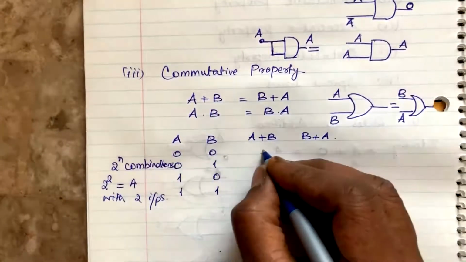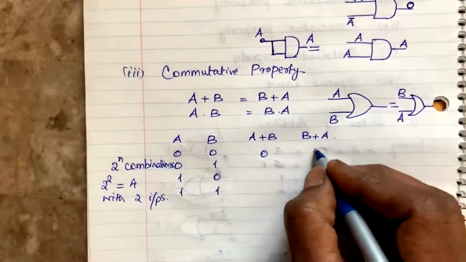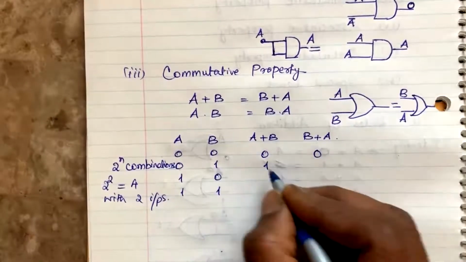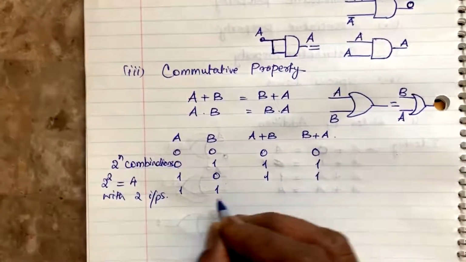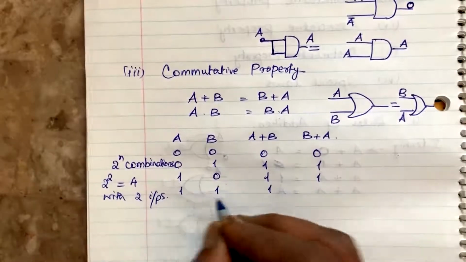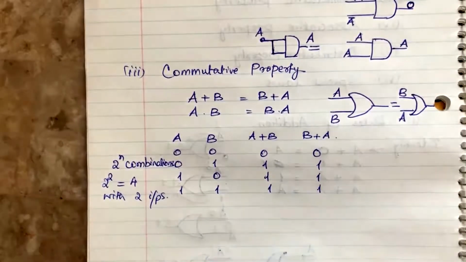Now 0 plus 0 is 0, and this way, if I do it also, it's 0. 0 plus 1 is 1. 1 plus 0 is 1. 1 plus 0 is 1. 0 plus 1 is 1. 1 plus 1 is 1, and the other way also is the same. So this is the proof for A plus B.